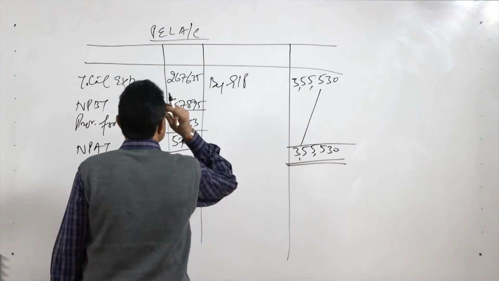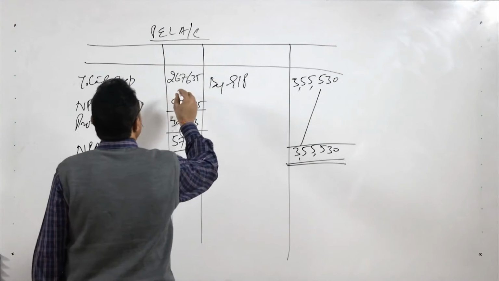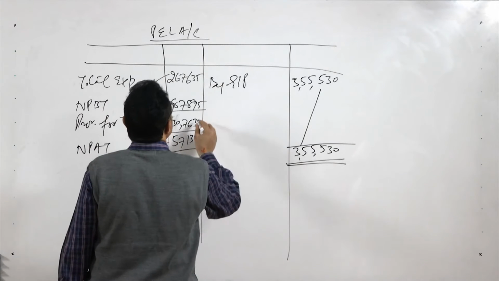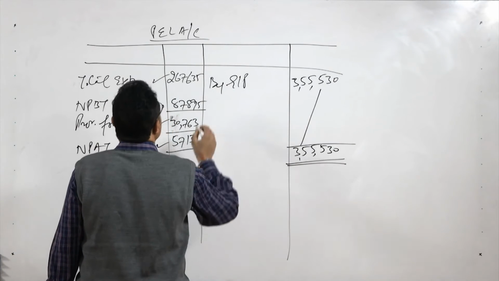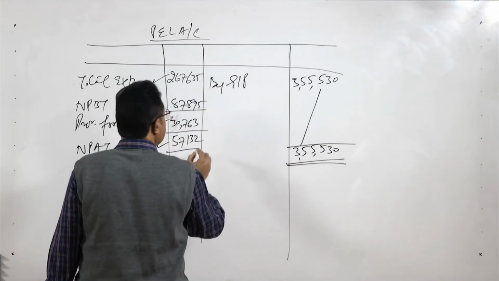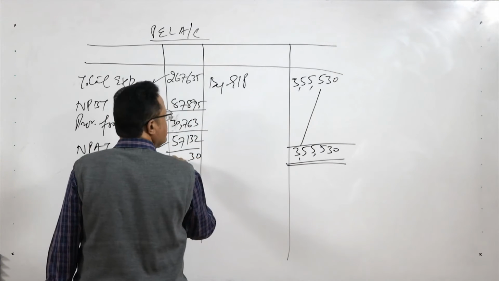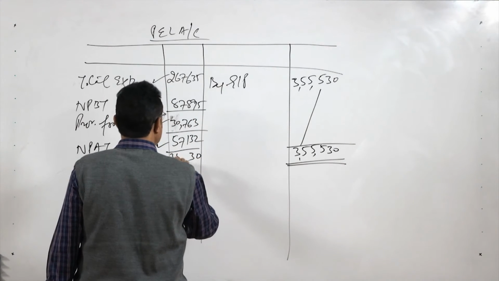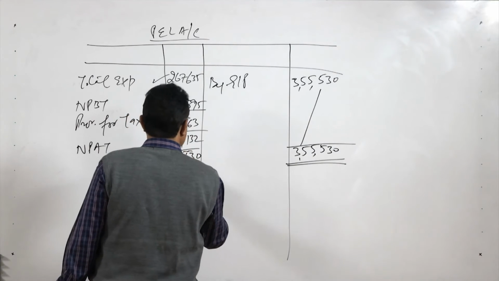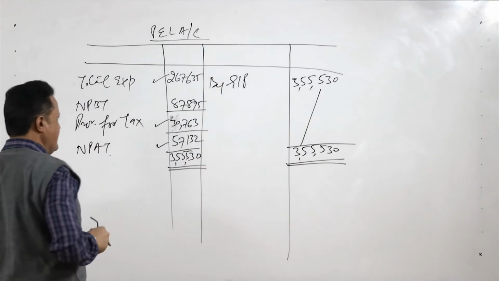So if you take this into account, we will have to count this and this. If we count these three things, it works out as 3,55,530. This is the net profit after tax.